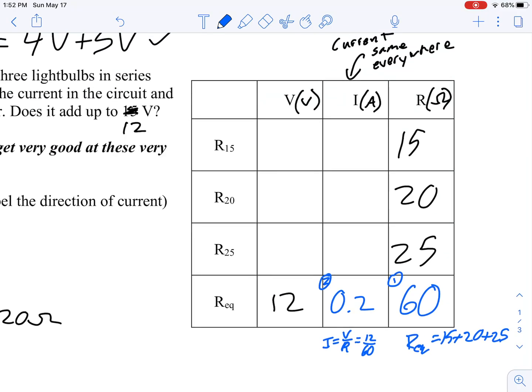All right. So that's the total current through the circuit. Guess what? What do we know about the current? It's the same everywhere. So this value just goes all the way through. So we've only done two things so far. Now remember, if you only have one unknown in a given row or column, you can solve for it. And we can do that now.